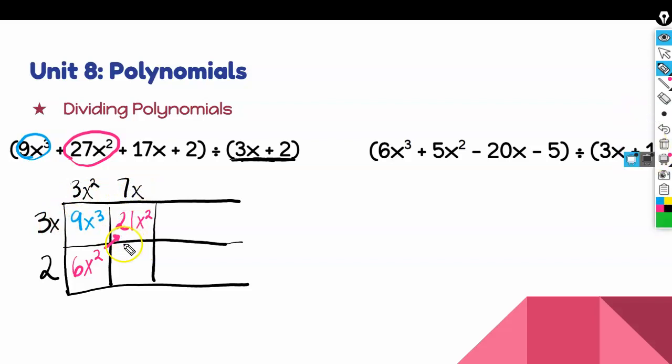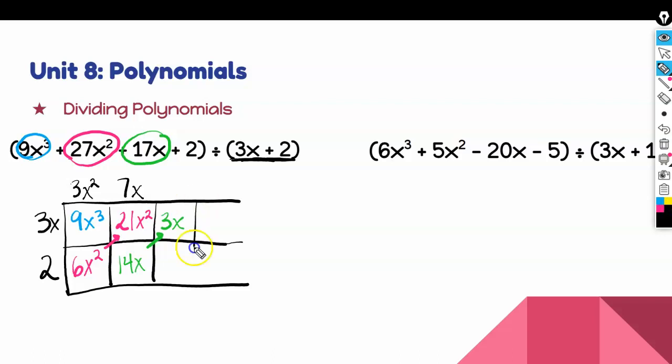Now I see what's going to go down here. 2 times 7x is 14x. Now if I look up here, I do not have a 14x. I have a 17x. So what I have to put up here is what is going to add to 14x to give me 17x. And that'll give me 3x.